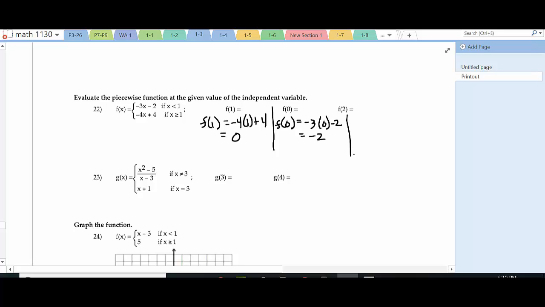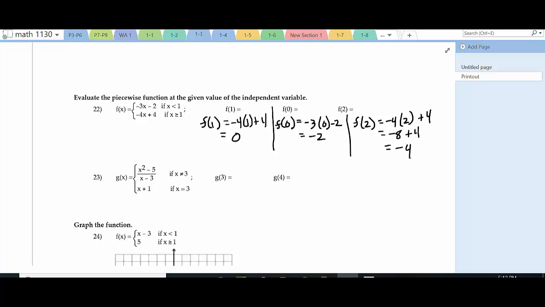F of 2, top or bottom? Which one? Bottom, because 2 is bigger than 1. So you're going to go like this. F of 2 is just going to be negative 4 times 2, and then plus 4. Okay, that would be negative 8 plus 4, so that would be negative 4. All right, so you got to know how to evaluate the function depending on which piece you're doing. Everybody with me there on that?